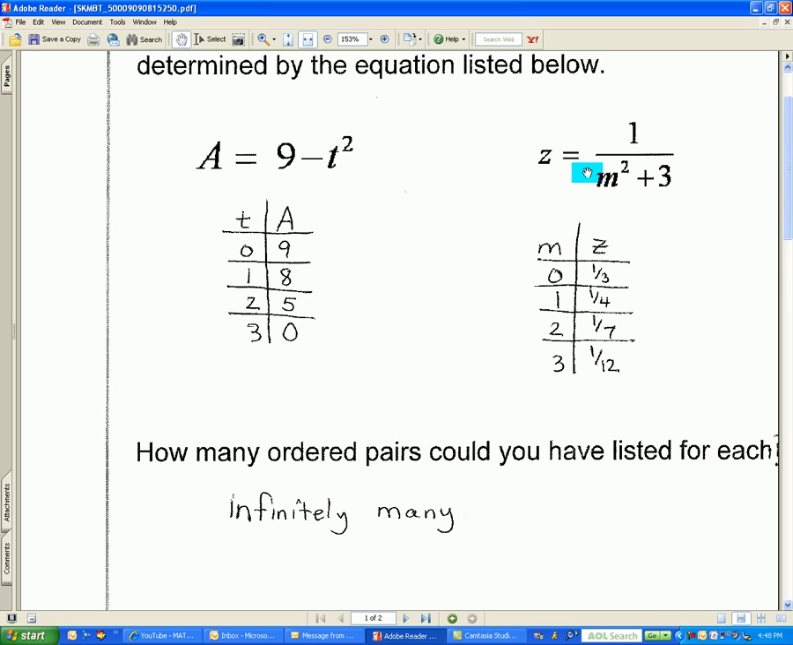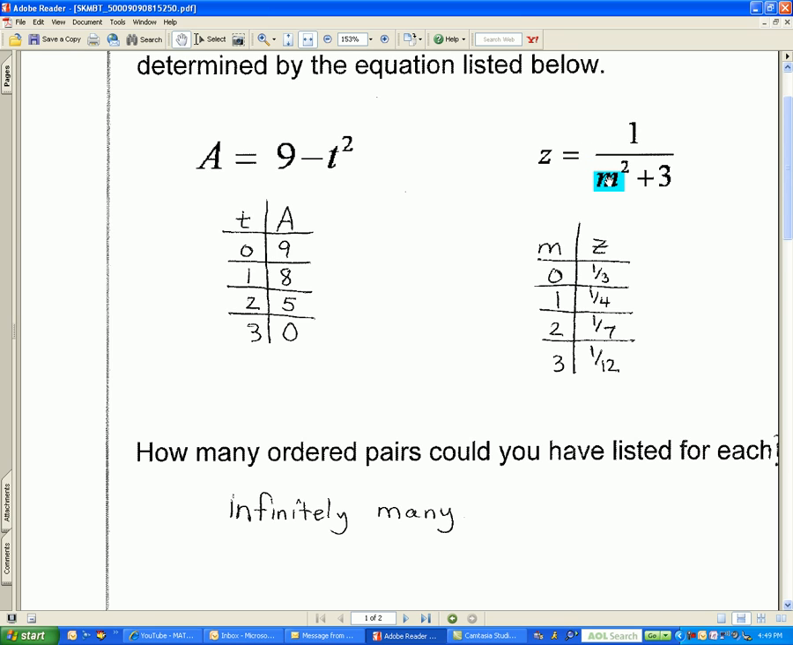Okay, our next relation is fractional. Z equals 1 over m squared plus 3. Now again, Z is alone, which means that's the output, so it goes in the second column. M is the input. By putting a number in for m, you get out an answer for z. And again, I've chosen logical values for m. 0, 1, 2, 3, they're all very easy to work with.